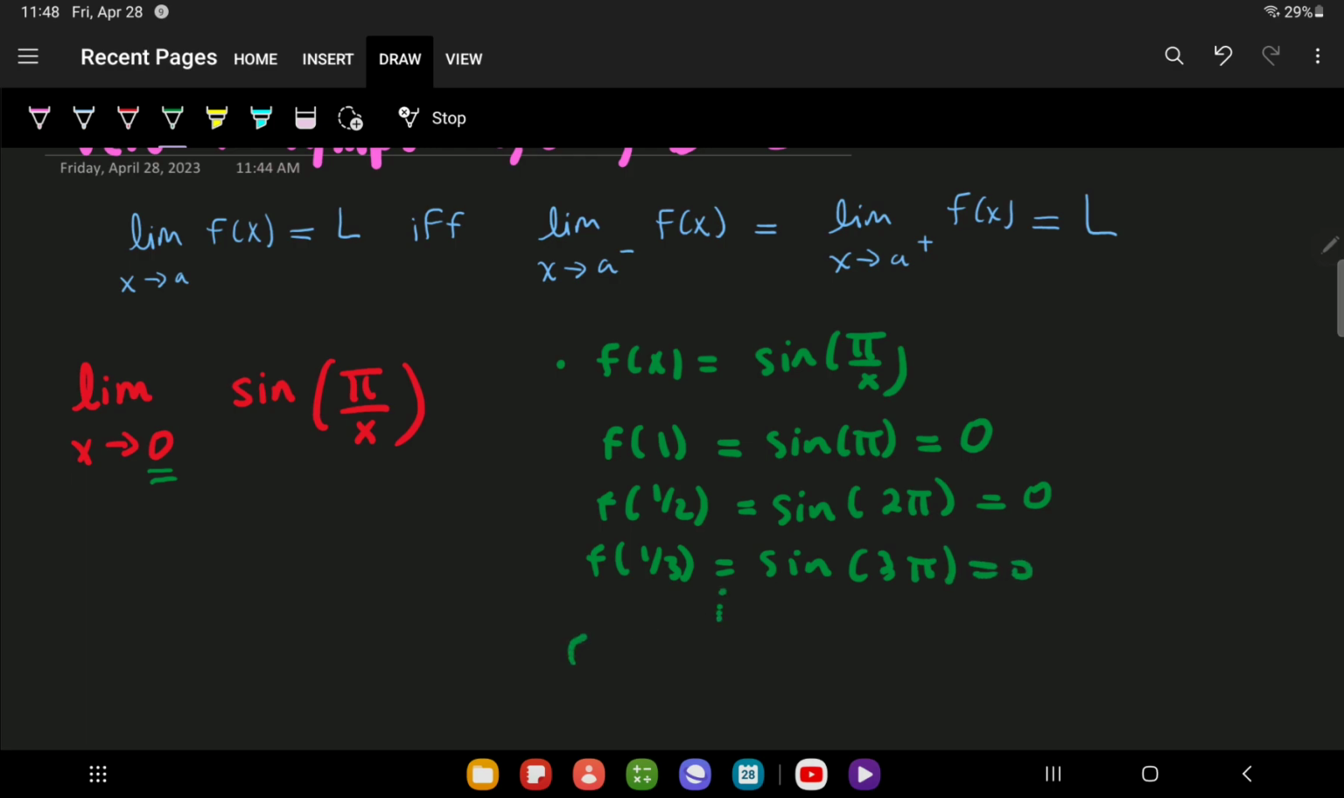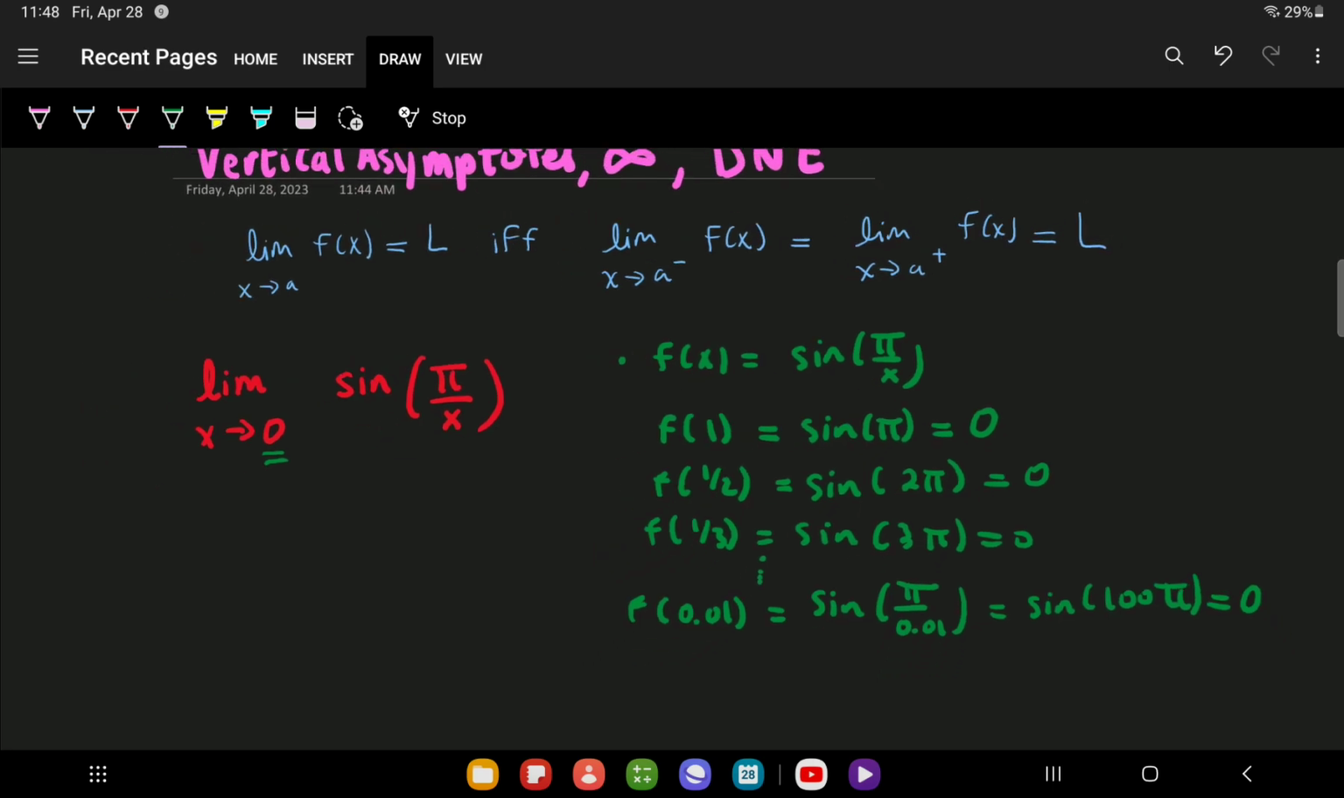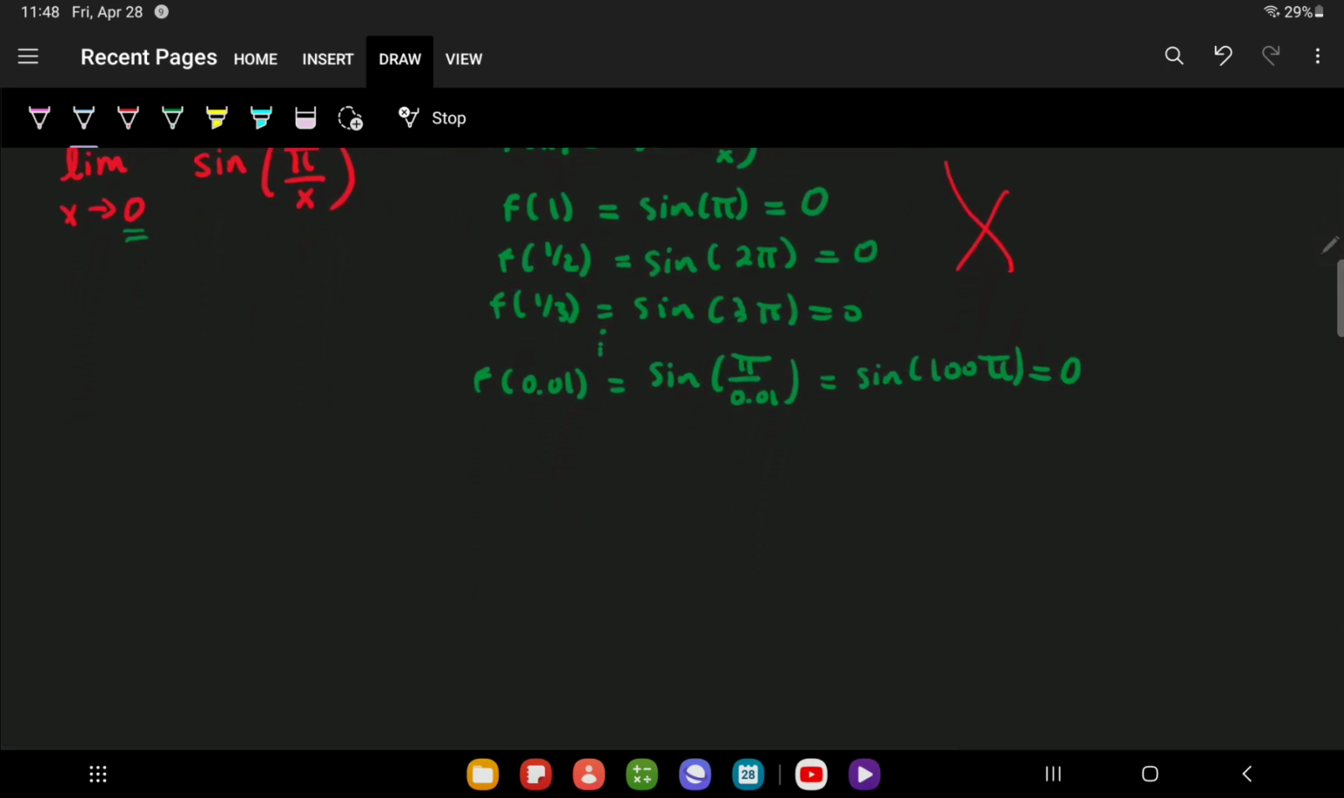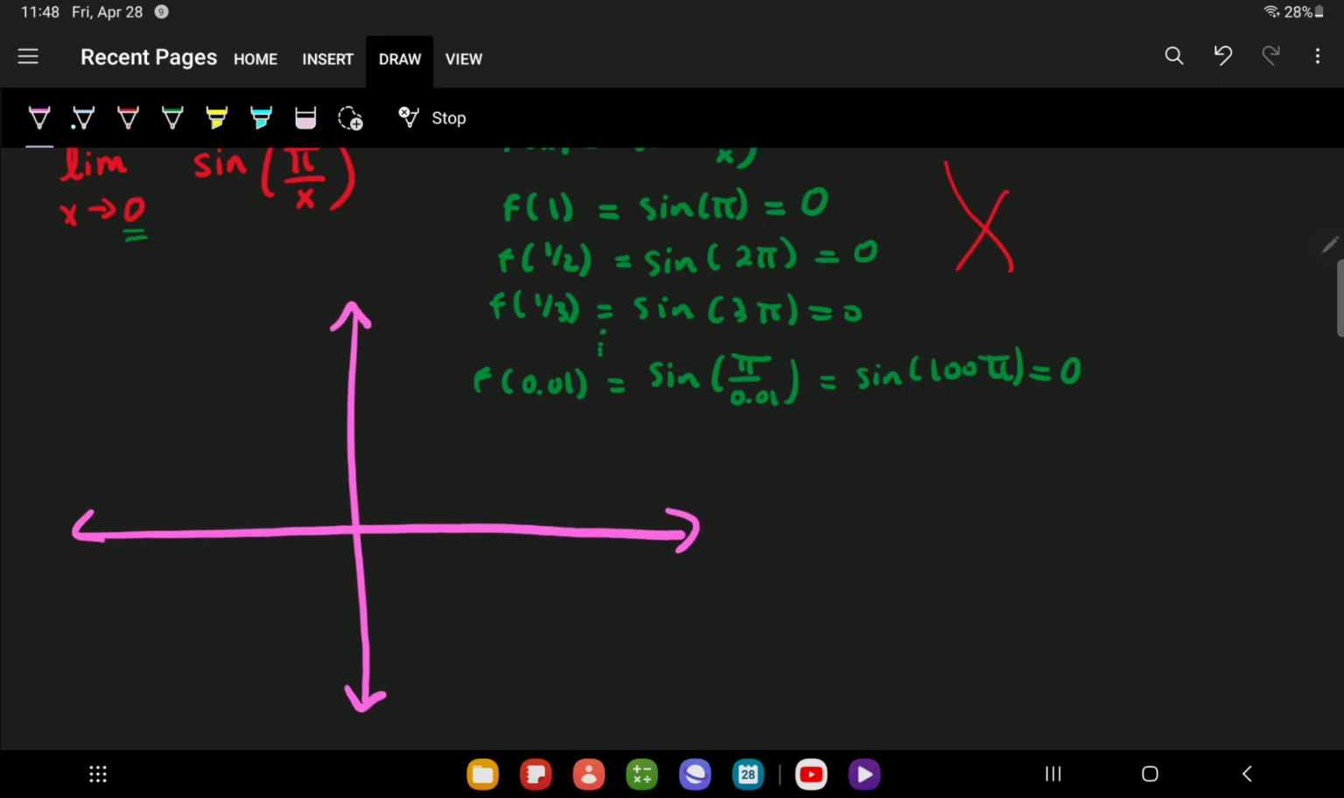We can keep doing this forever. Let's do f of 0.01, that is sine of pi over 0.01, which is actually sine of 100 pi, which is equal to 0. Now, going from the right, it seems that we're going to 0, but that is where things fail. If we actually graph the function and plot more points in, this is what we see will happen. The function looks something like this.